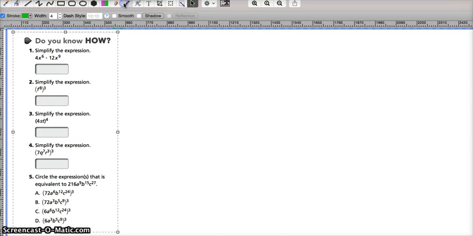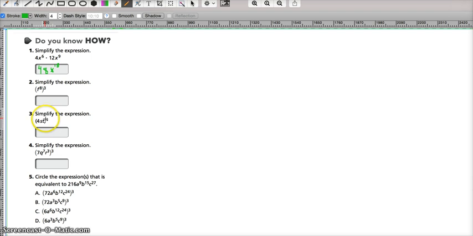Okay, let's go ahead and do number 1 together. Simplify this expression. Remember, we have coefficients. Multiply the coefficients. 4 times 12 is 48. And we're multiplying bases that are the same, so we need to add the exponents. And so this would be x to the 15th. Okay. Number 2, go ahead and do on your own. Number 3, let's do together.